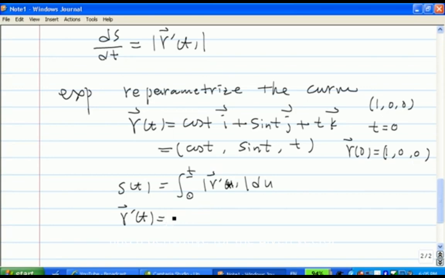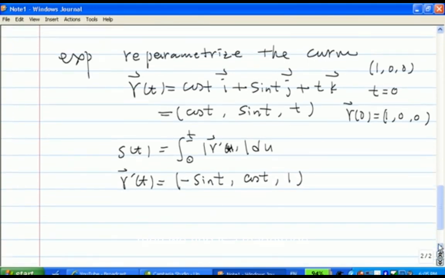Finding the derivative of the given vector function means finding each component. Cosine t, take the derivative, gives sine t (with a negative sign). Sine t, take the derivative, gives cosine t. T, take the derivative, gives you 1. Then we find its magnitude.